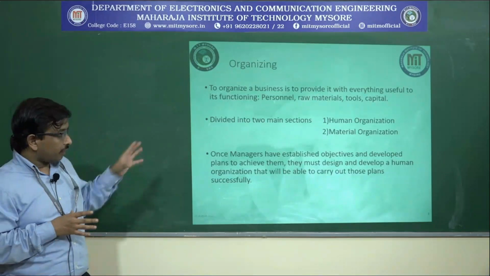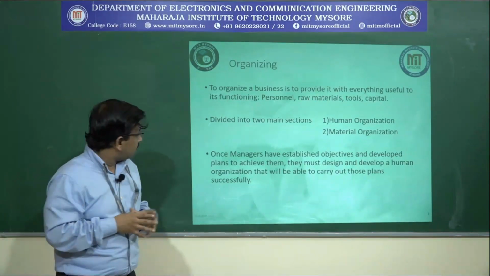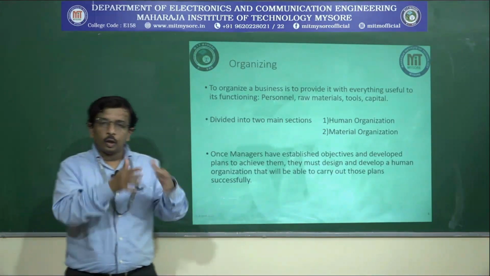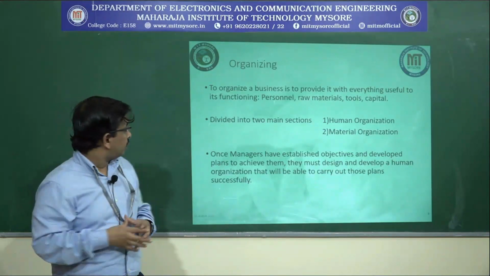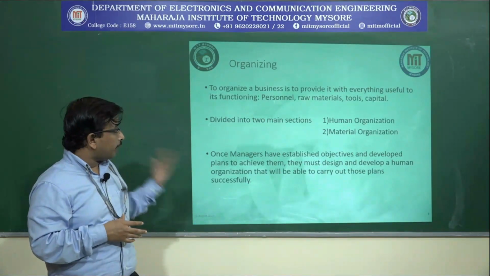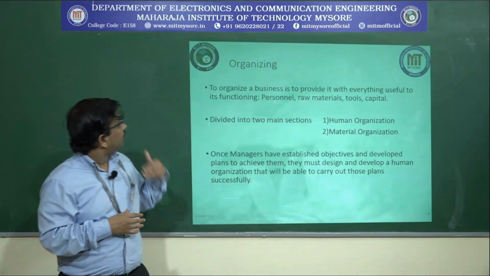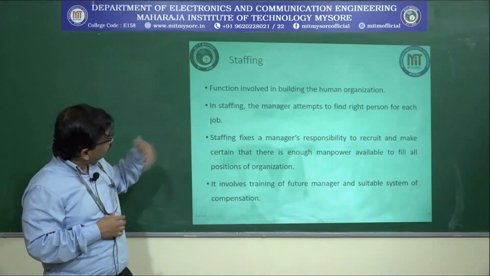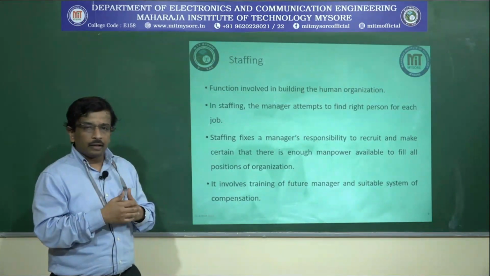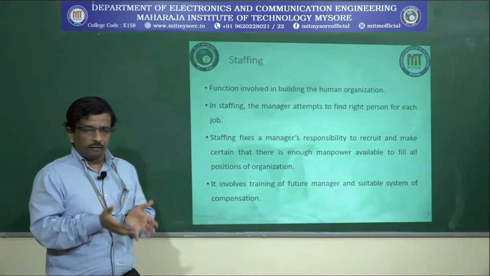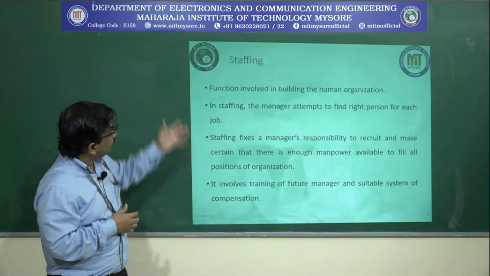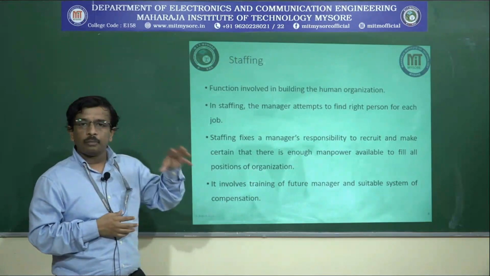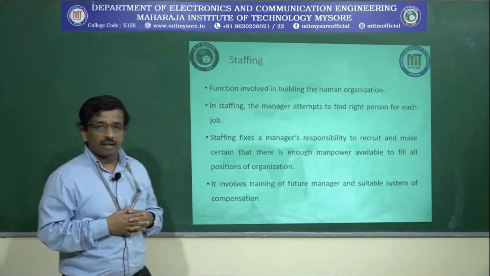So once the managers have established objectives and developed plans to achieve them, they must design and develop a human organization. That is, all the people, the human resources, are to be divided into different divisions and should be able to carry out those plans successfully. Right? After organizing, we get into controlling and staffing. Before controlling, you need to pick people for a specific division. That is called staffing. The function involved in building the human organization, that is, to recruit people as well as to put them into the right roles, is where staffing comes into the picture.